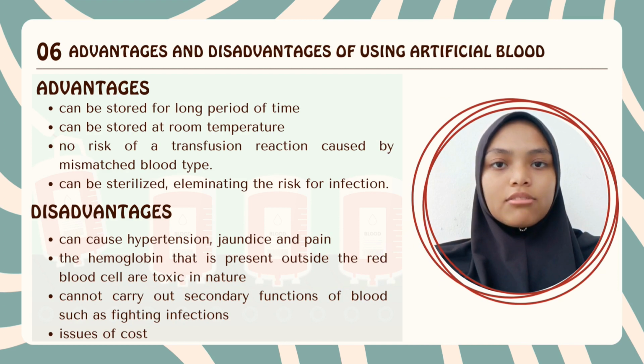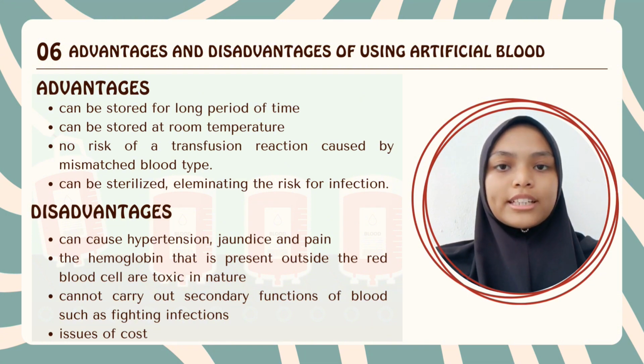Advantages and disadvantages of using artificial blood. The first advantage of using artificial blood is that it can be stored for a long period of time. Next, it can also be stored at room temperature. Thirdly, it has no risk of a transfusion reaction caused by mismatched blood type. Lastly, it can be sterilized, eliminating the risk of infection.